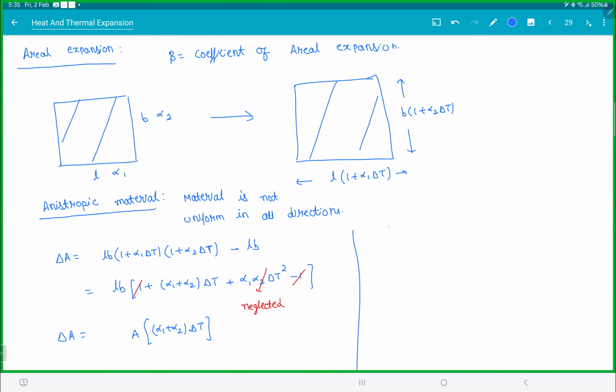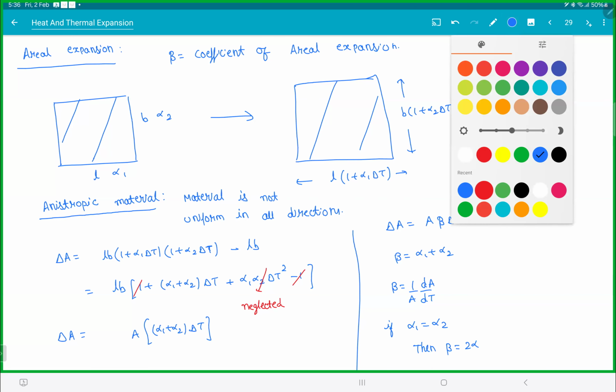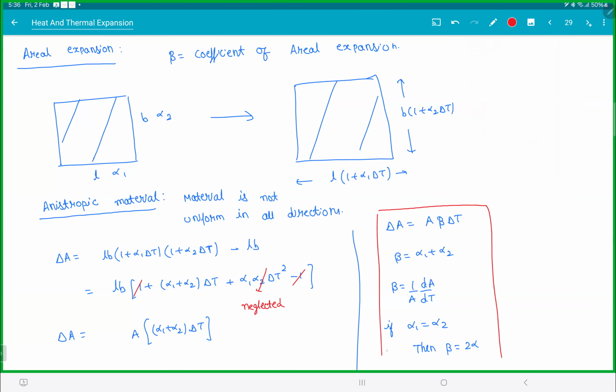So here what do we write? We can simply write change in area is area into beta delta T, where beta is given by alpha 1 plus alpha 2. This is your coefficient of areal expansion. So beta can also be defined as change in area per unit temperature per unit area. If the material is isotropic, that is alpha 1 becomes alpha 2, then beta is 2 alpha. Have a look at this. Not really that great a thing, but yeah. This is all happening because you're ignoring the higher power terms.